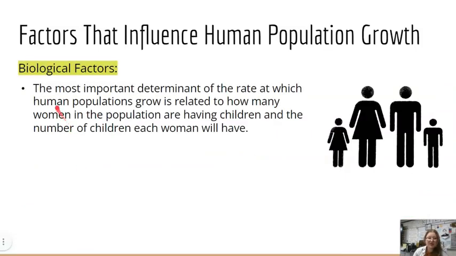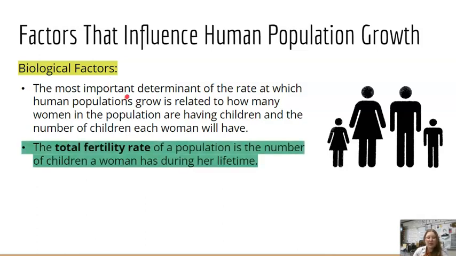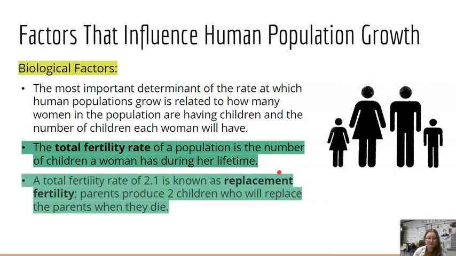So to continue with biological factors, the most important determinant of the rate at which human populations grow is related to how many women in the population are having children and the number of children each woman will have. This is a biological factor that can be influenced by social and cultural things, like how many children a culture expects or wants, the economic standing of women, which we'll talk about later. But the total fertility rate of a population is the number of children that a woman has in her lifetime. So it's the average for all women.